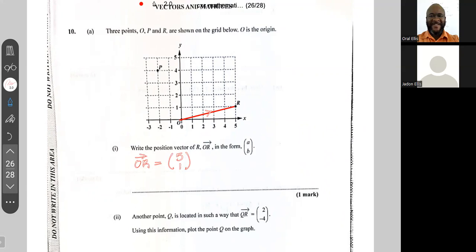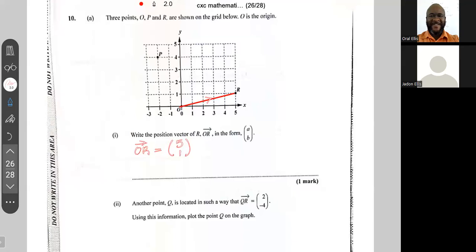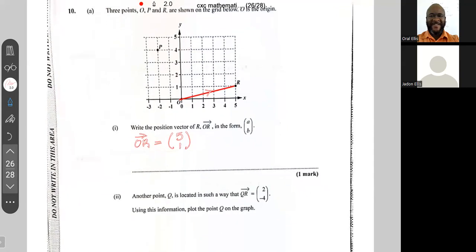This says another point Q is located in such a way that QR is (2, -4). Using this information, plot the point Q on the graph. I thought that this was very interesting. So QR is saying that in going from Q to R, I must go 2 units to the right and 4 units down.